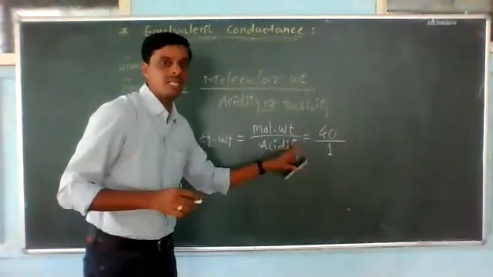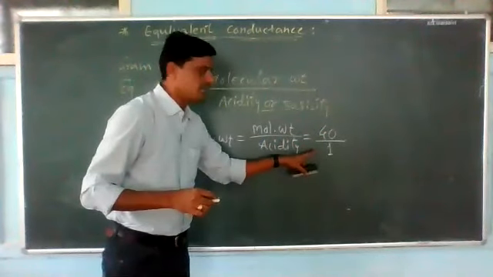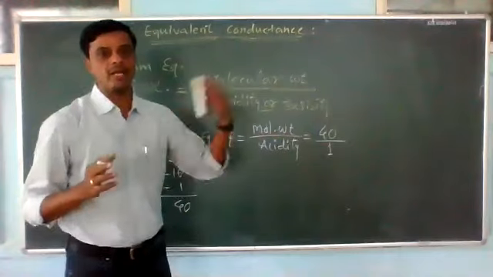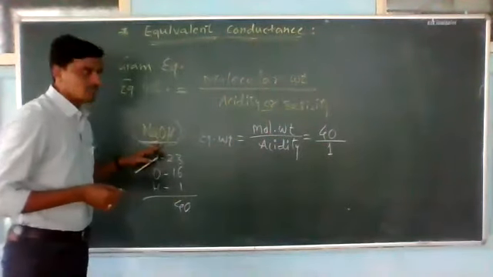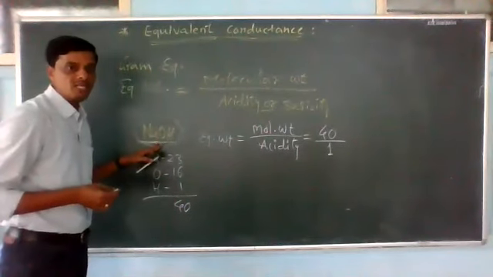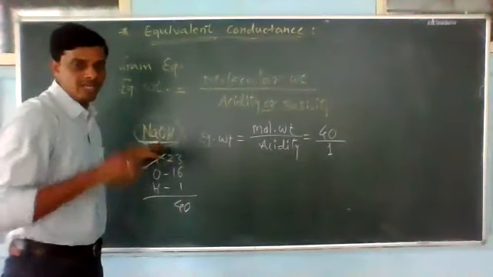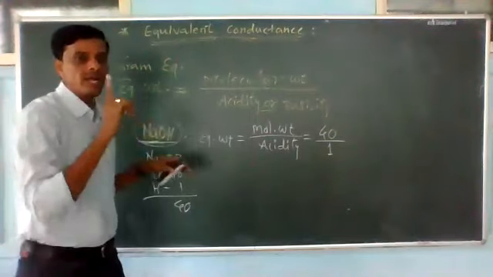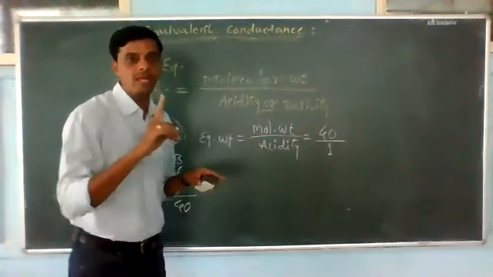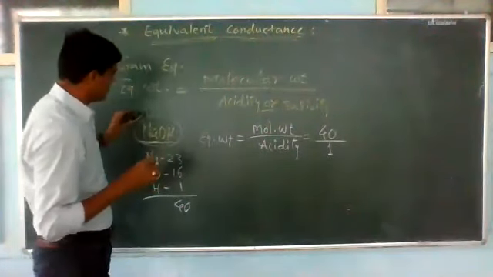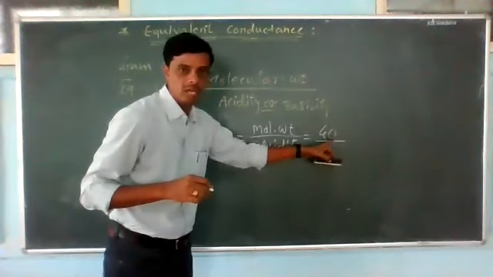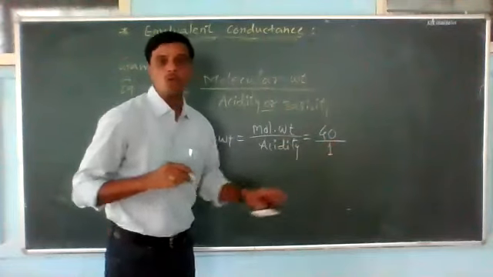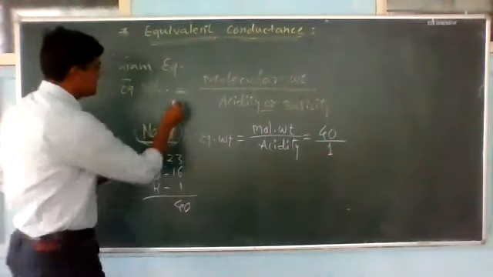If the basicity is more than 1, then the molecular weight and equivalent weight will be different. Okay? As long as the acidity or basicity of that substance is 1, then its molecular weight as well as equivalent weight will be equal. Therefore, the equivalent weight of NaOH is equal to 40. So, this is the equivalent weight.